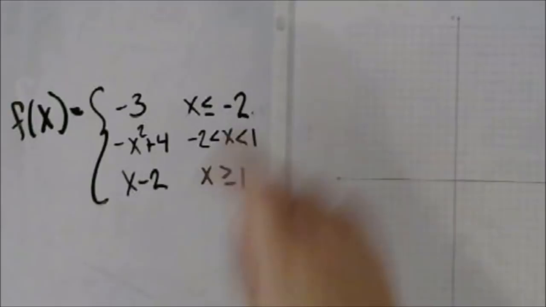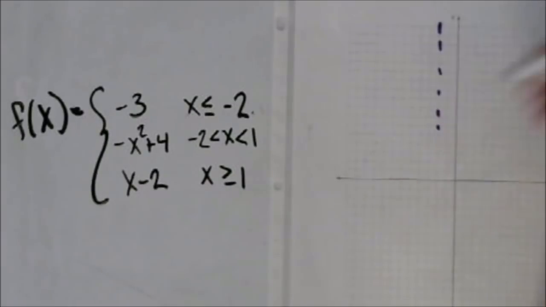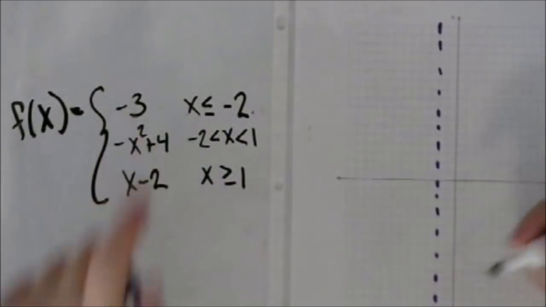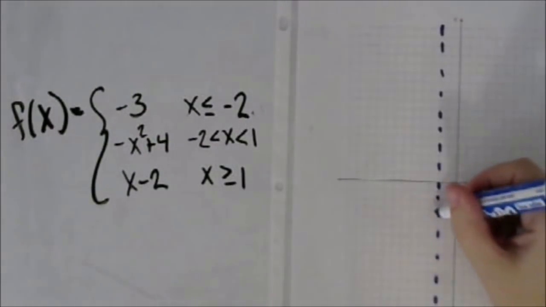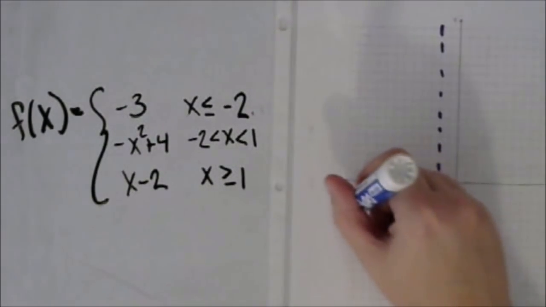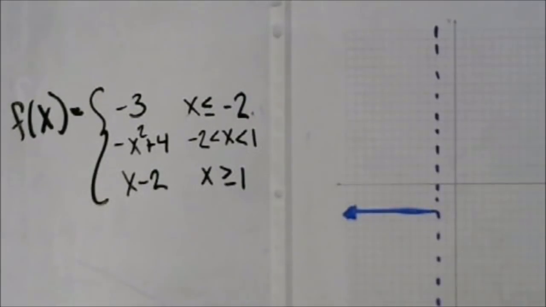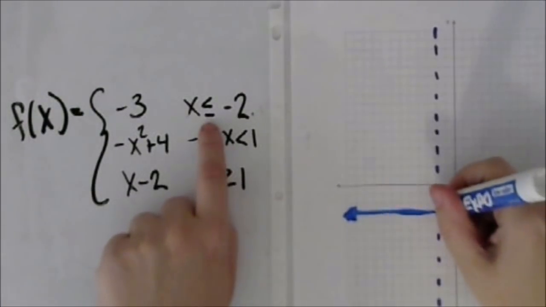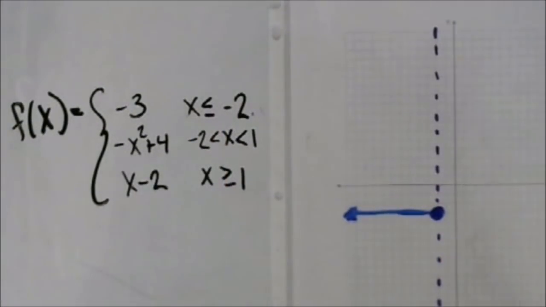I'm going to start by marking my first boundary line, x is equal to negative 2, and I'm going to use a dashed line here. And then I need to graph the first function, which is a constant negative 3. So at this dashed line, I'm going to find negative 3, and I'm going to draw a horizontal line extending to the left, because that's where x is less than negative 2. At the boundary line, do I need an open circle or a closed circle? Because it includes an equal to, I'm going to use a closed circle. And I've graphed the first piece of this piecewise function.